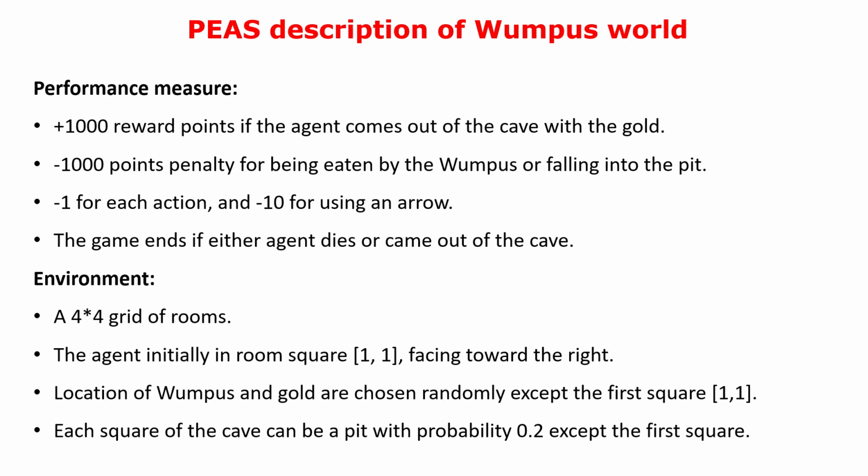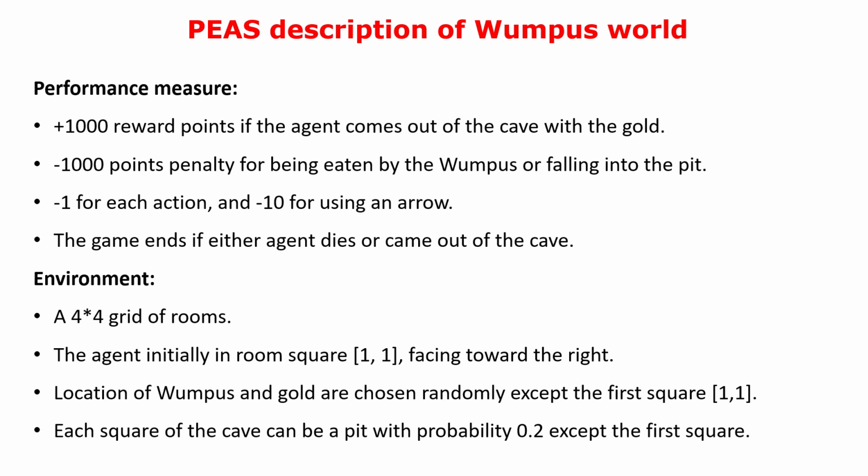Generally it will be a 4 cross 4 matrix, a grid of rooms. Initially the agent starts from a particular cave or room, facing in the direction of right. The locations of the Wumpus and gold are chosen randomly from squares other than the first square, 1 cross 1. Rooms and squares are connected by doors.